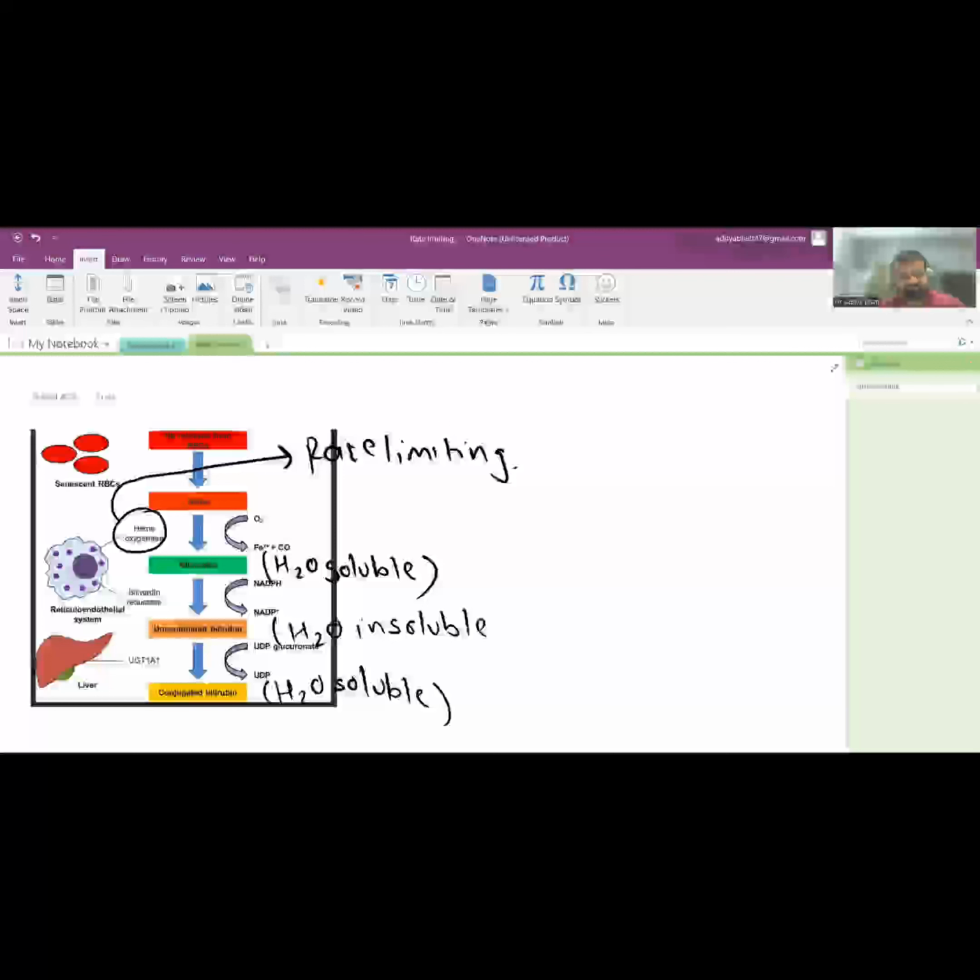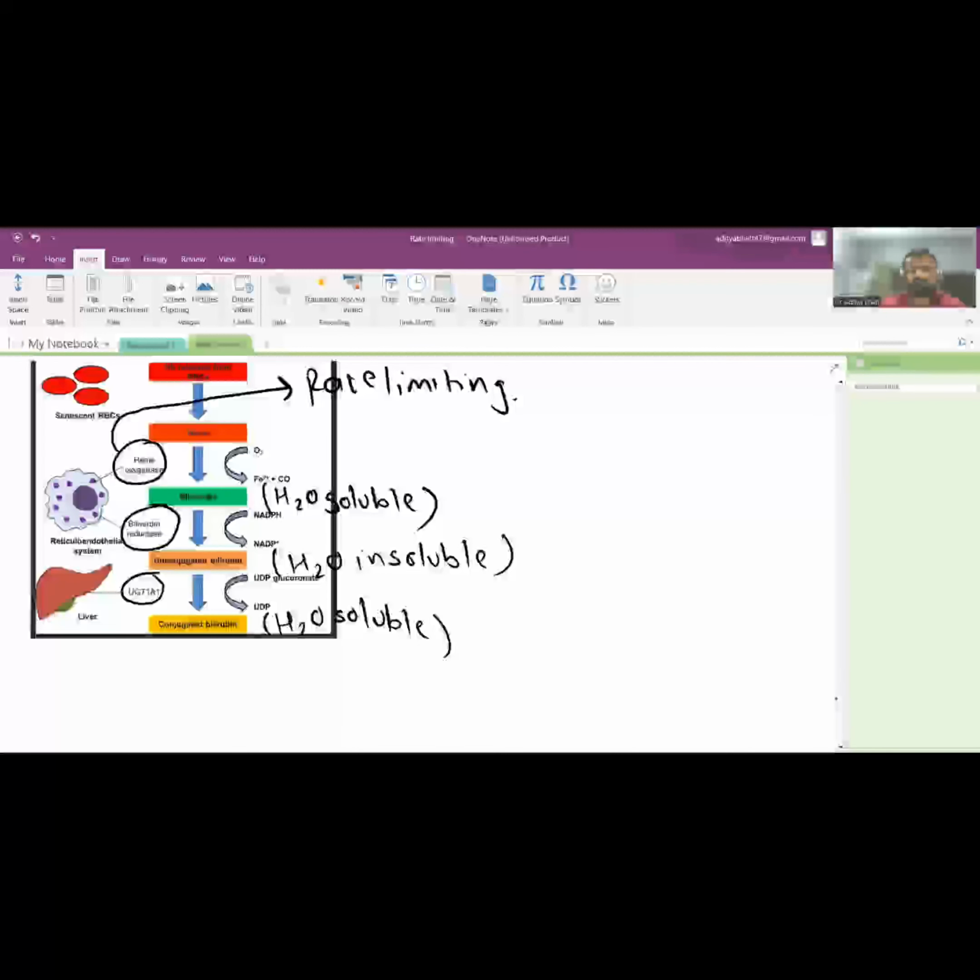Now, these three enzymes are very important: heme oxygenase, biliverdin reductase, and UGT1A1. The UGT1A1 is a very important enzyme involved in bilirubin metabolism, and it is the rate limiting step of the absorption of bilirubin in the newborn. So that is again very important. The steps are very important.